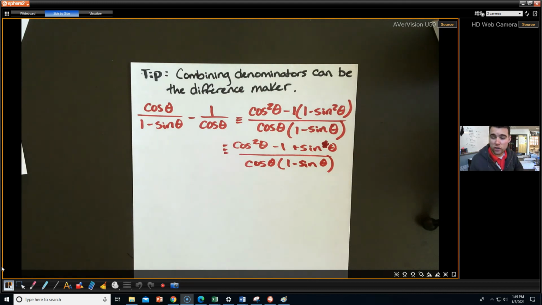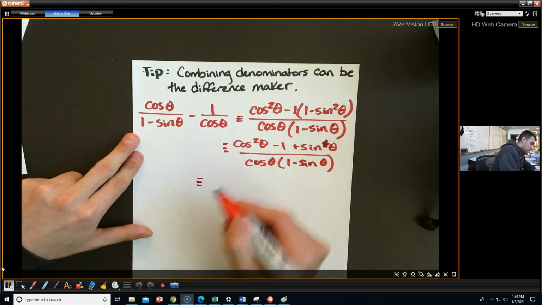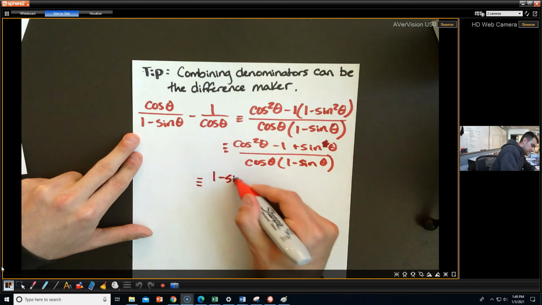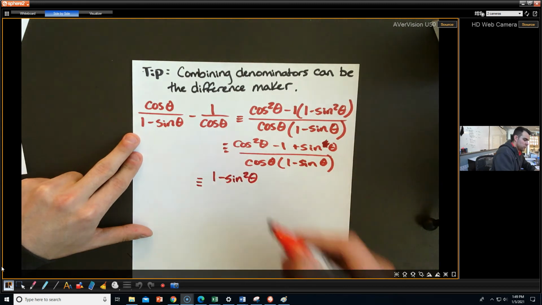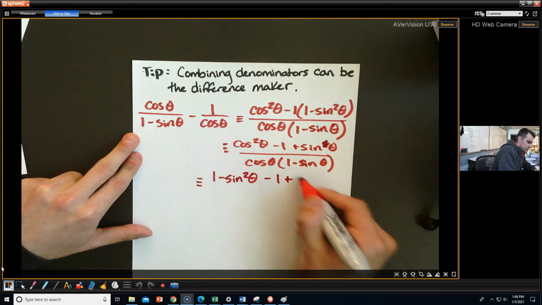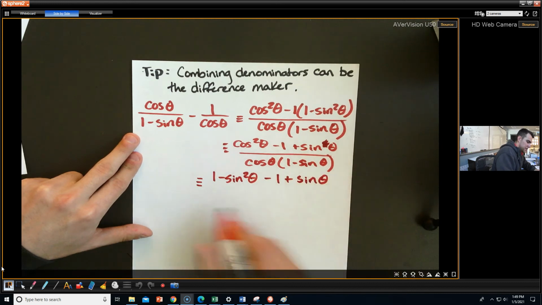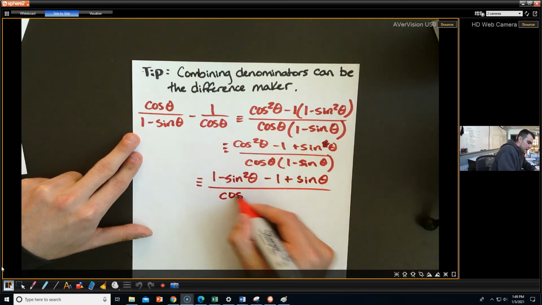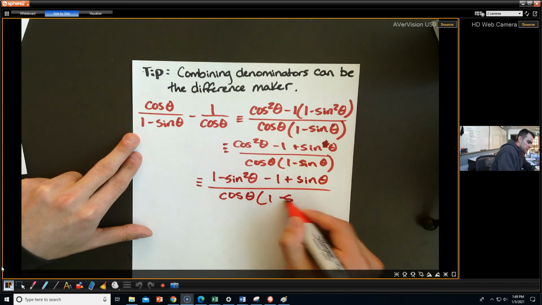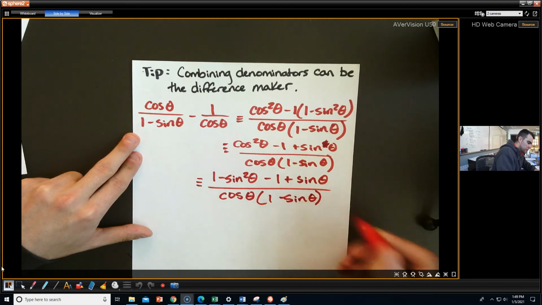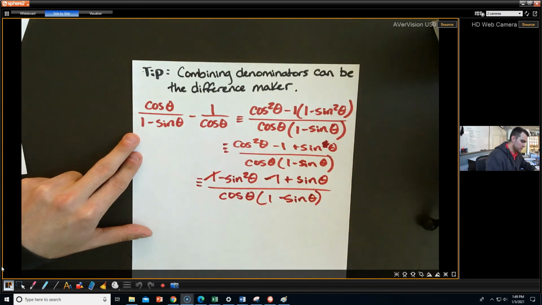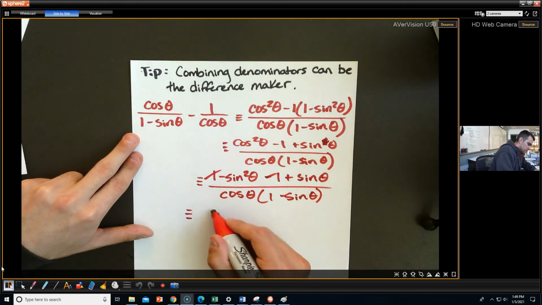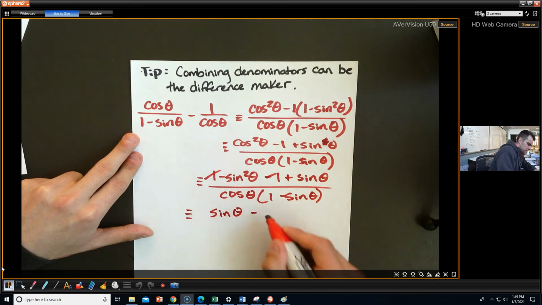Let's change up cosine and see if anything happens. So that turns into 1 minus sine squared theta, and then minus 1 plus sine theta. Now, it looks like the 1's are going to cancel, which is nice. That's dandy. But once again, it looks like we're kind of stuck, just a little bit.